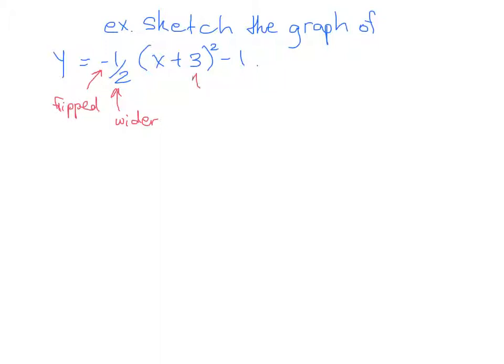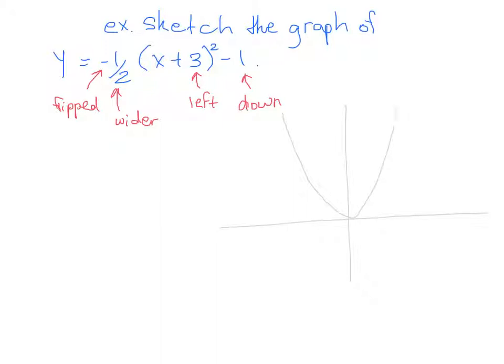Having a plus 3 in parentheses tells us that the graph is moved to the left, and having a minus 1 outside the parentheses tells us that the graph is moved down. So there's a lot going on here. The first thing that I would want to do, and I'm going to do this in a really light color, hopefully we can see it, is I'm going to draw the graph of y equals x squared.